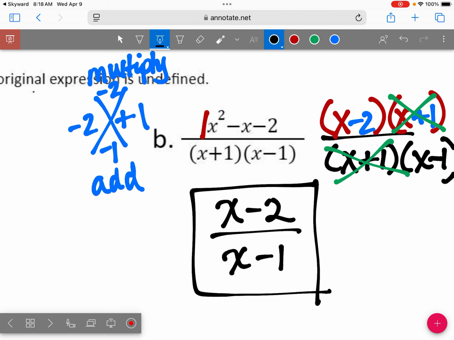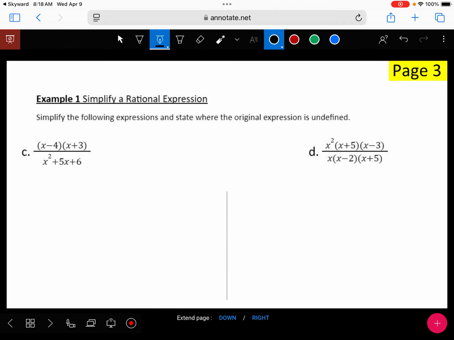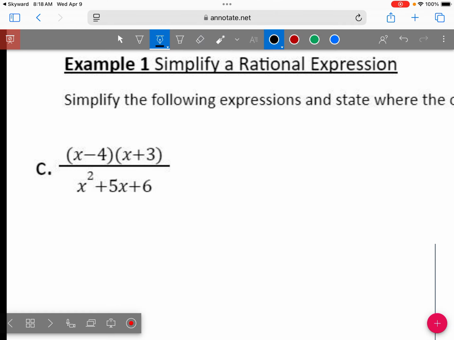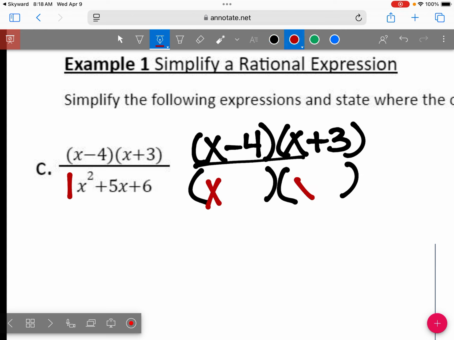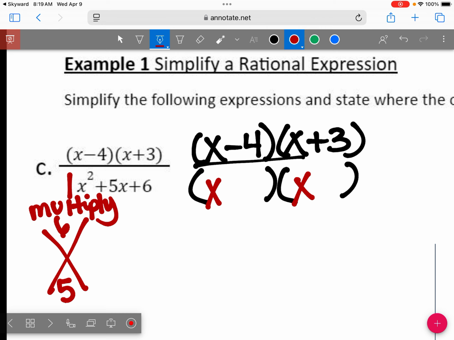All right, let's look at our next one. So C, the top is factored, but not the bottom. So I want you to factor the denominator. Again, A is 1. So we don't need to make a box. We're going to go straight to our parentheses. We need two numbers that multiply to be 6 and add to 5.